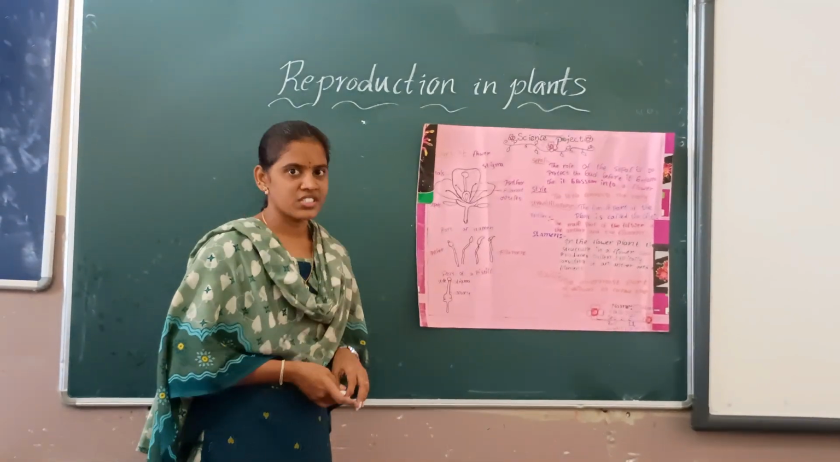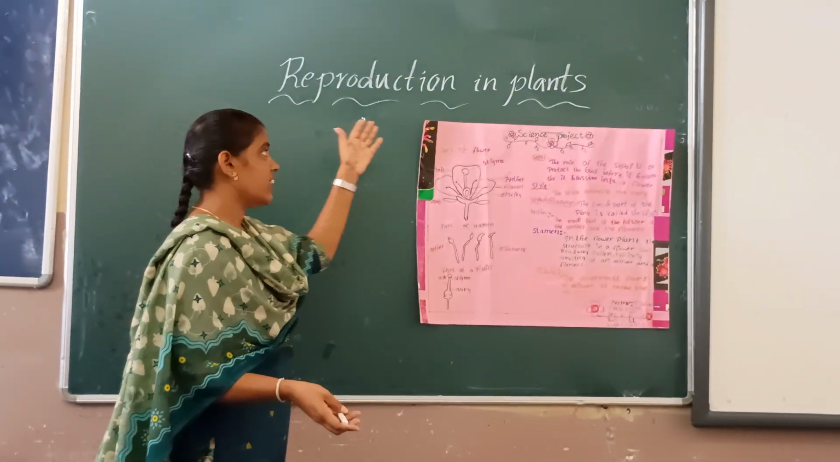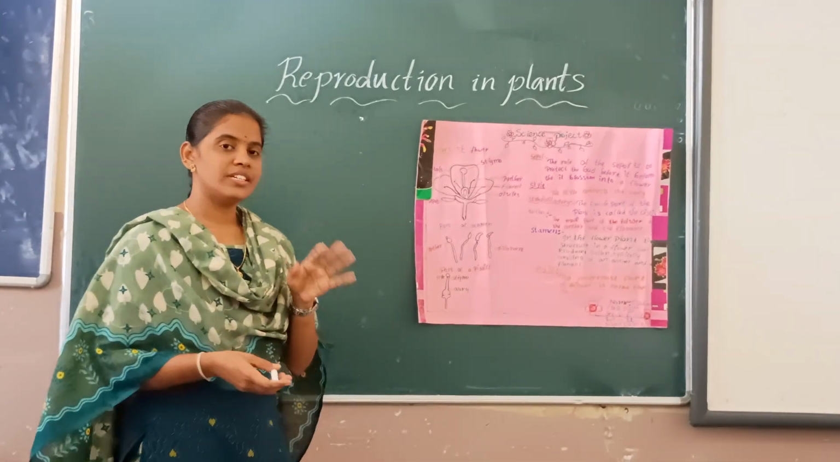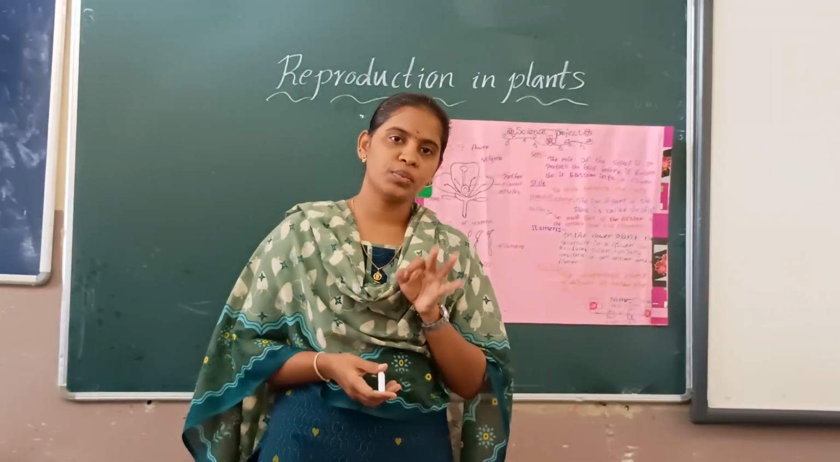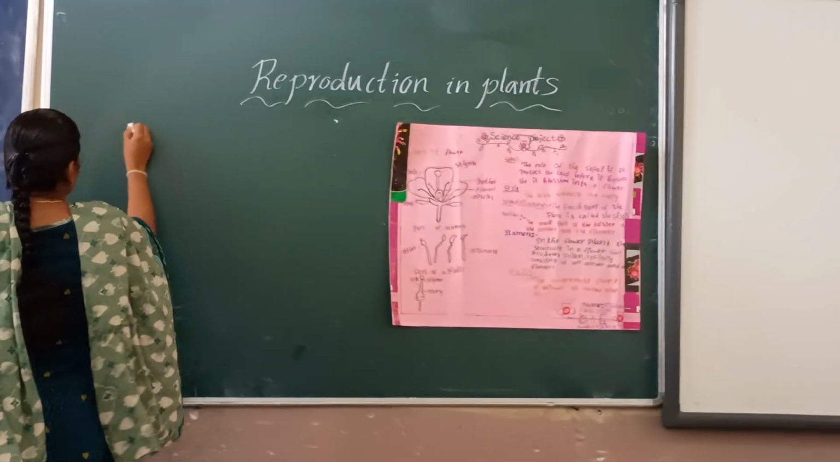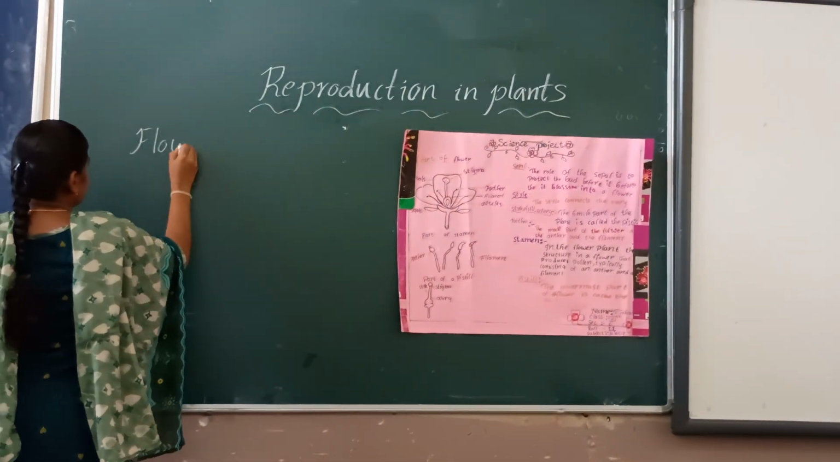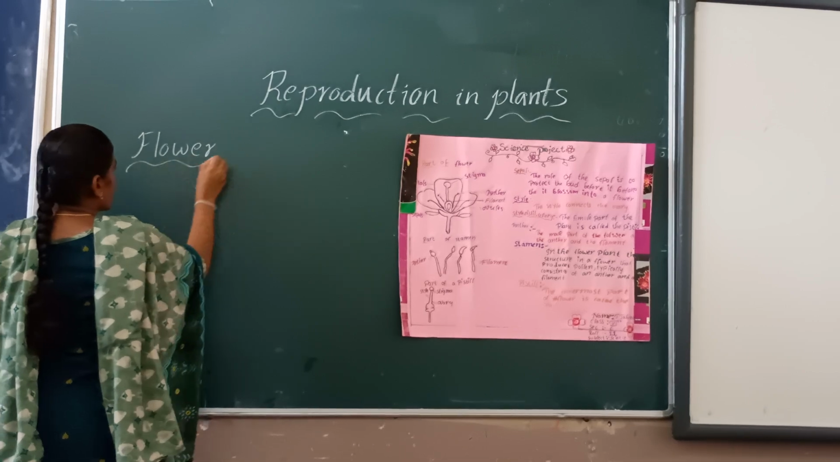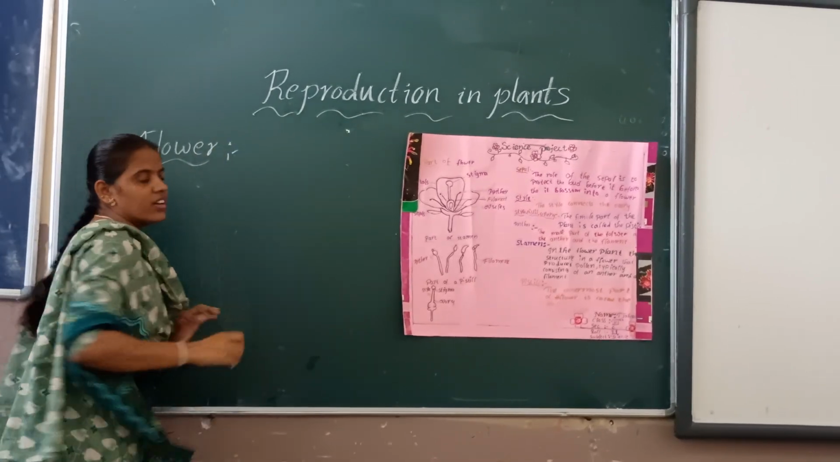Today we are going to discuss reproduction in plants. So basically, what is the reproductive part in a plant? What is a flower? Flower is the reproductive part in a plant.